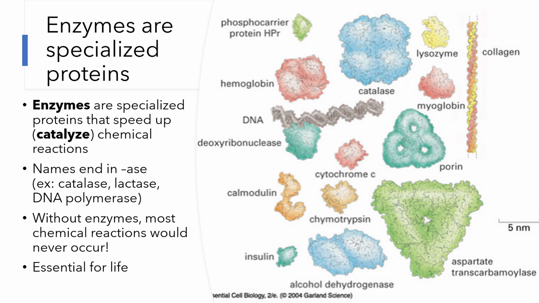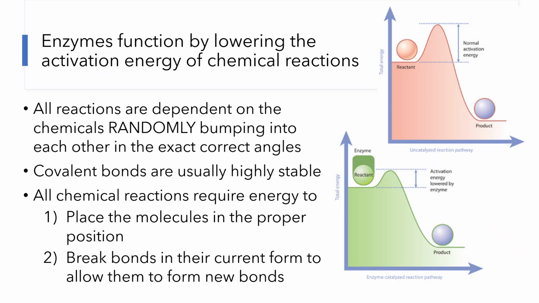So without enzymes, most chemical reactions would never occur. And so as a result, enzymes are essential to living things. We have them in every single one of our cells throughout our bodies. They are responsible for pretty much almost every reaction occurring all the time in our cells, that is.